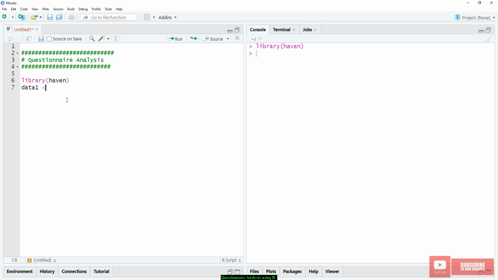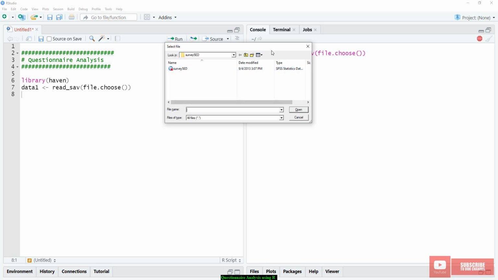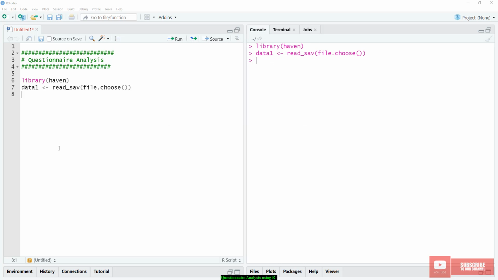So, I'm going to call this data read underscore sav, file.choose. Right. So, kita cari file survey 5 edition. So you call survey 5 edition, nampak dia dah call dah. Right. So now, what next?